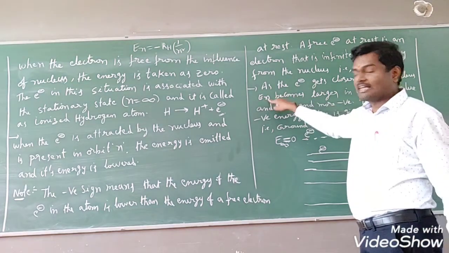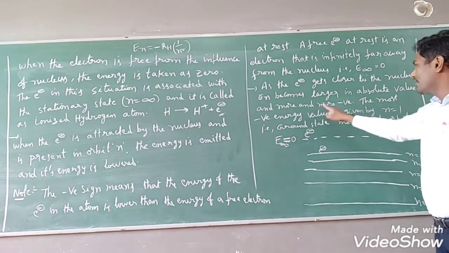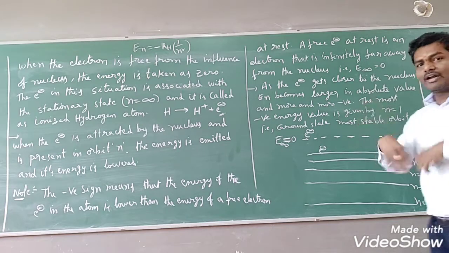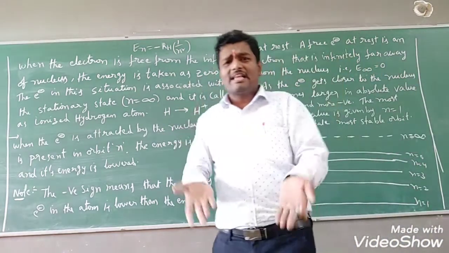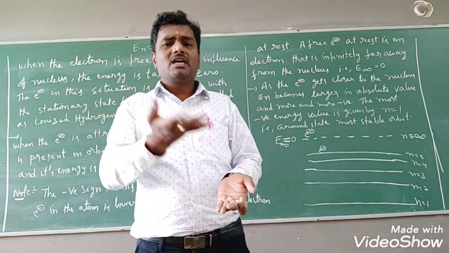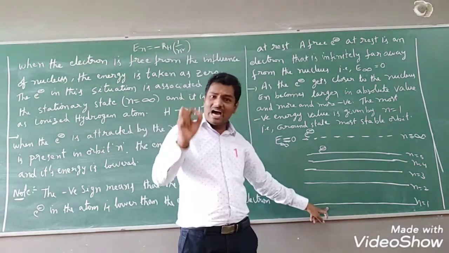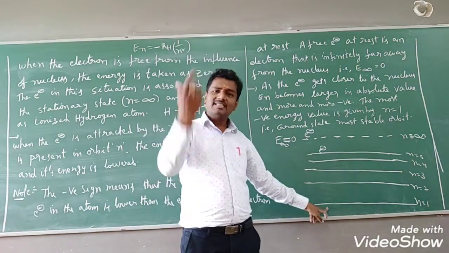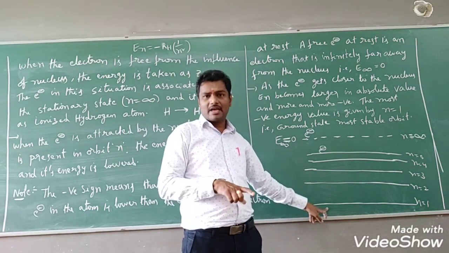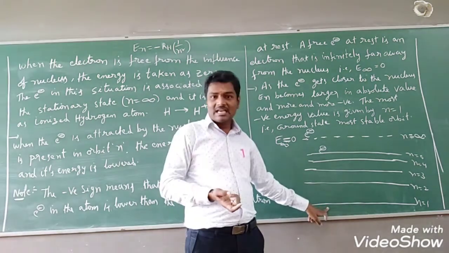En, the energy of the nth orbit, becomes larger in absolute value and more negative. More and more negative. So the most negative energy orbit is what? The lowest orbit. Which is the lowest orbit? Ground state orbit, that is n equals 1. It possesses a large negative value. Large negative value is the ground state orbit. That is the most stable orbit because it possesses very little energy.